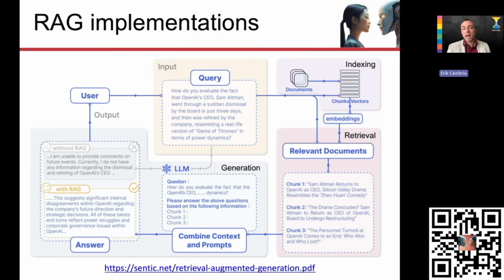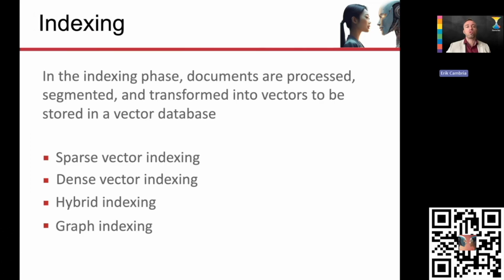If we want to build RAG from scratch, then we have to make some implementation decisions for the indexing part, the retrieval part, and the generation part. So in the next few slides, I'm going to be talking about these just briefly. If you want to know more details, you can look at this link, centec.net/retrieval-augmented-generation.pdf, where you have all the information to specific resources that you can use to build your RAG system from scratch. So when it comes to indexing, we have several options.